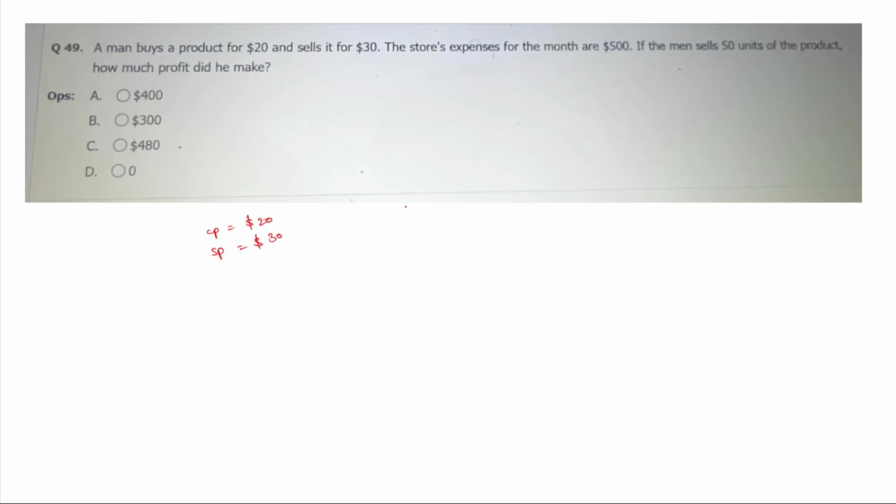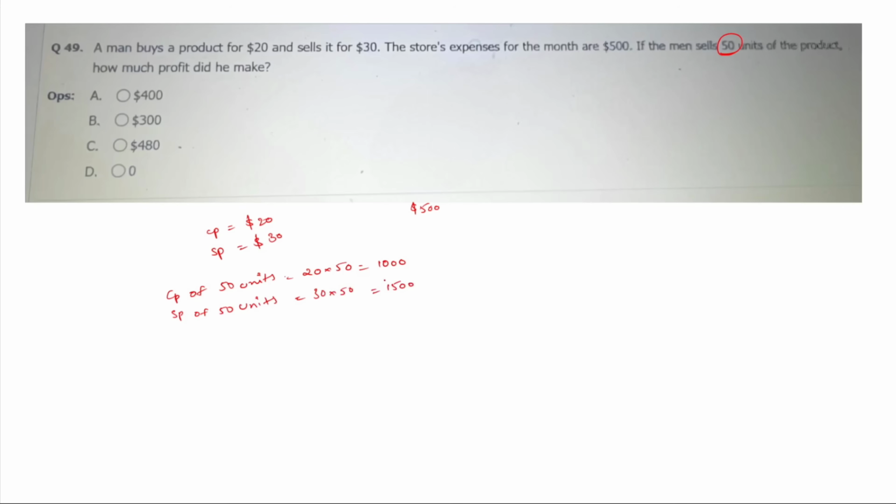And also there is an extra expense for the store, that is $500, and the man sells 50 units of products. So here they are saying that the man sells, at first the man needs to buy the product. For that we are calculating CP of 50 units of products, that is 20 into 50, which is equal to 1000. So the cost price is 1000, and then we need to calculate the selling price of those 50 units.